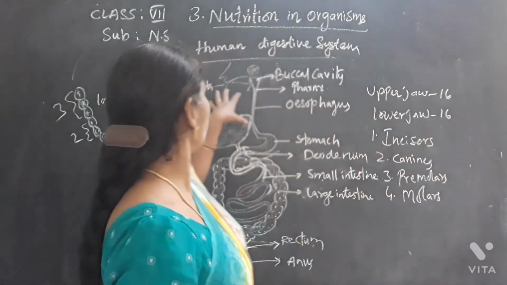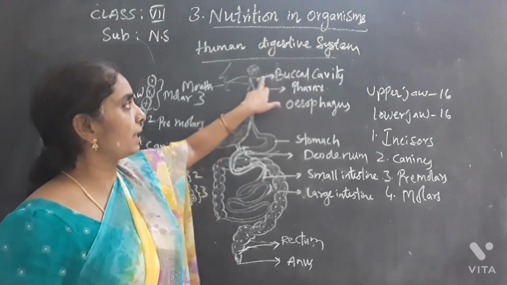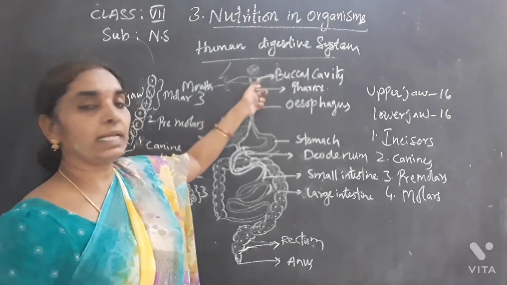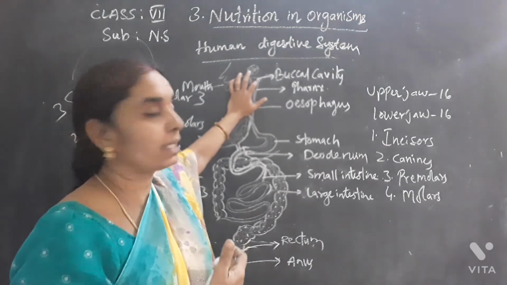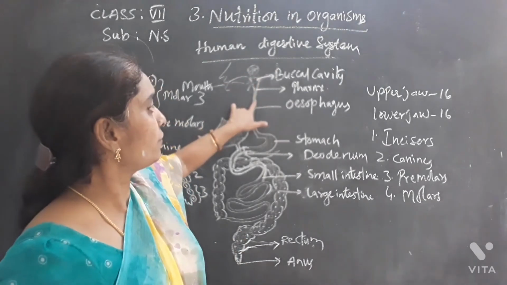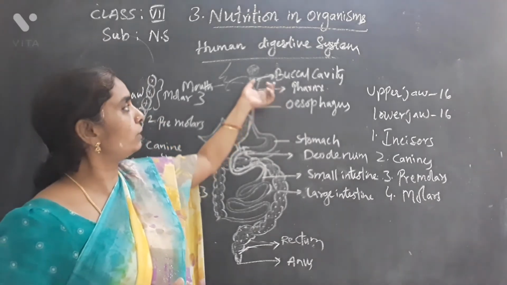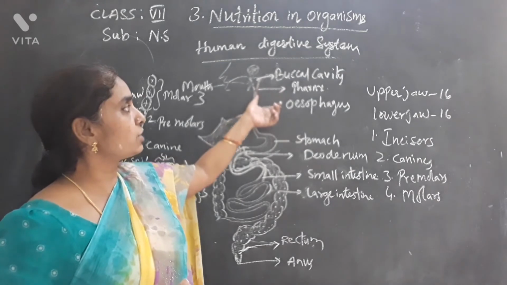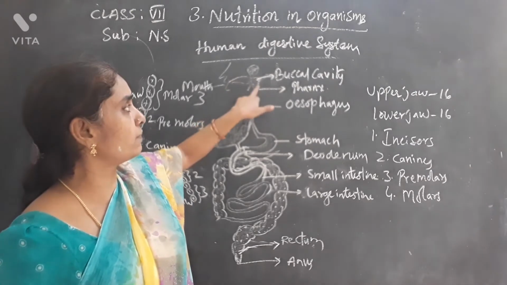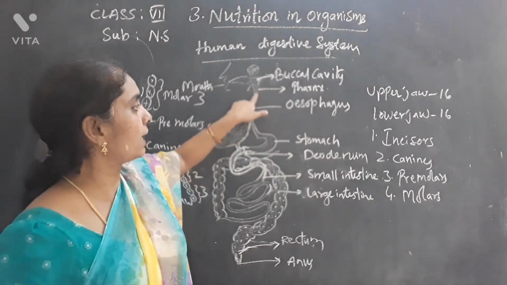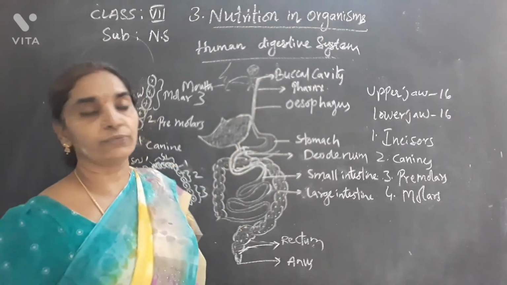When food is taken in through the mouth, it reaches the buccal cavity, which contains all the teeth and the tongue, and it is thoroughly chewed there. Then the food reaches the pharynx, which is common to both the respiratory system and the digestive process. The food from the mouth and the air from the nose enter through the pharynx, and from here the food reaches the esophagus, or the food pipe.